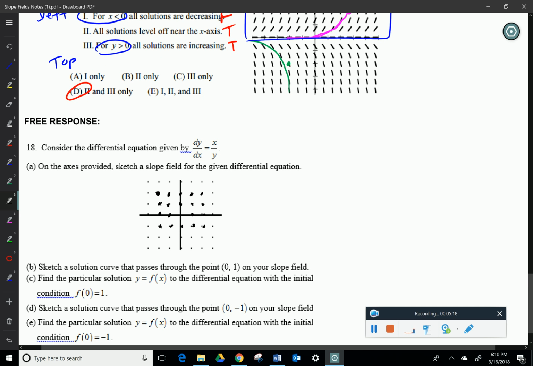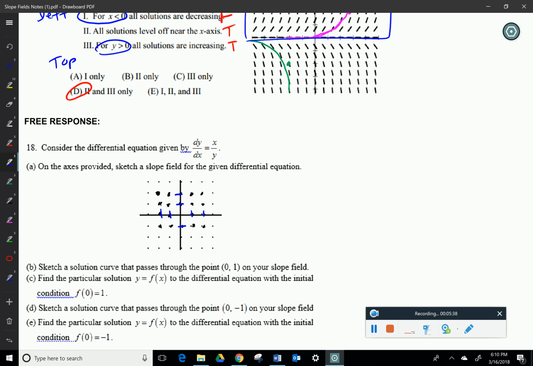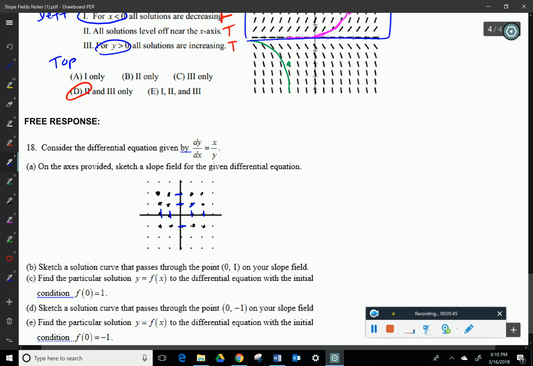So let's look for some patterns. Well, I know if x equals 0, it's going to be a little horizontal segment. So x equals 0 right in here, right? If y equals 0, it's going to be a vertical segment. So y equals 0 right there. If, let's go this way, if x and y are the same thing, then the whole thing equals 1, positive 1, right? So the slopes right here when y equals x, they're going to be a positive 1.